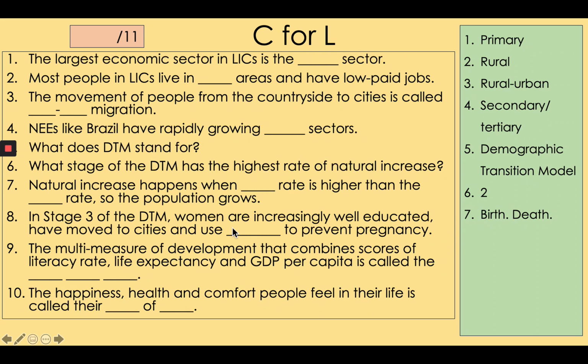8, in stage 3 of the DTM, women are increasingly well educated, have moved to cities and used contraception, which means birth control, to prevent pregnancy. 9, the multi-measure of development that combines scores of literacy rate, life expectancy and GDP per capita is called the Human Development Index, very important one. And 10, the happiness, health and comfort people feel in their life is called their quality of life.